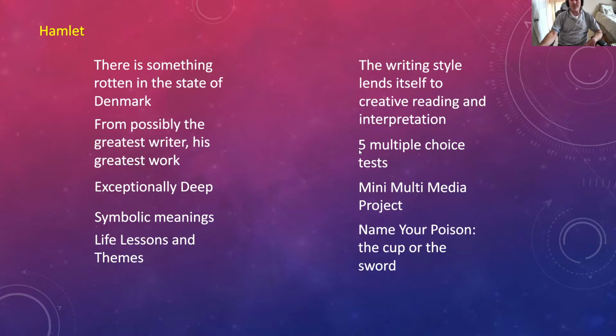There are going to be 5 multiple choice tests, one on each act. There's going to be a mini multimedia project at the end that we'll work on. And there's going to be the essay, Name Your Poison, the cup or the sword. I've already mentioned this in class, but the cup of fate, where you look to see about fate themes throughout, or the sword, which is the character flaw paper, to say that the character flaw has proved it. But there will be a lot of specifics on that coming up.